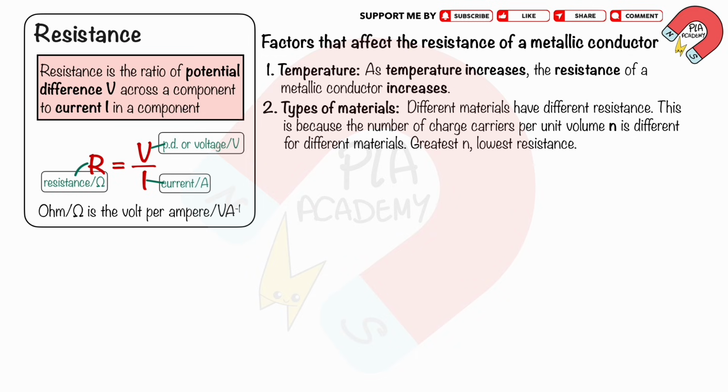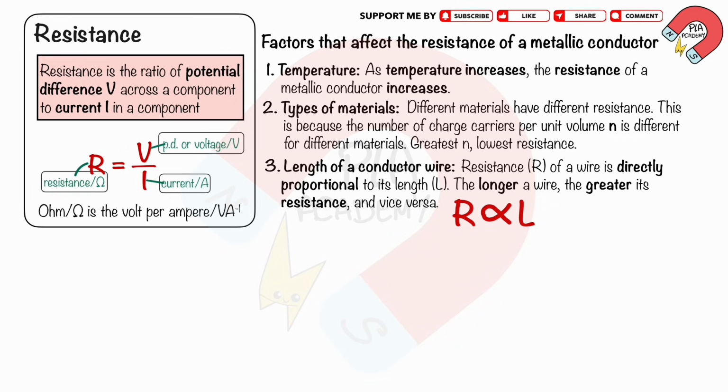Greatest N, lowest resistance. 3. Length of a conductor wire. Resistance R of a wire is directly proportional to its length L. The longer a wire, the greater its resistance, and vice versa. This is because electrons collide with more ion atoms, decreasing the rate of flow of charges, and so there will be more resistance.